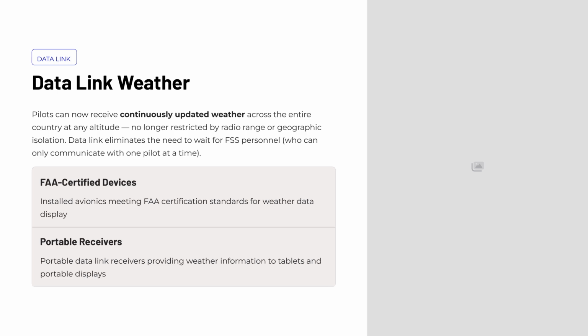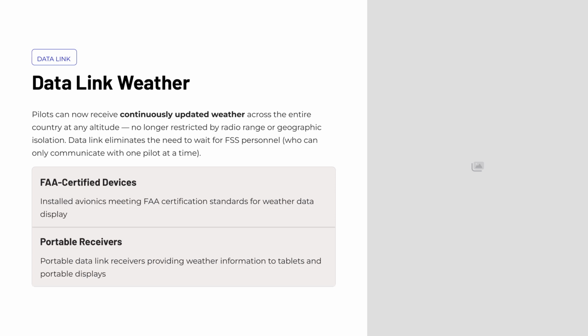With data link technology, pilots can now receive continuously updated weather across the entire country, regardless of altitude or geographic location. This gives you a much more complete and current picture of the weather environment surrounding your flight.